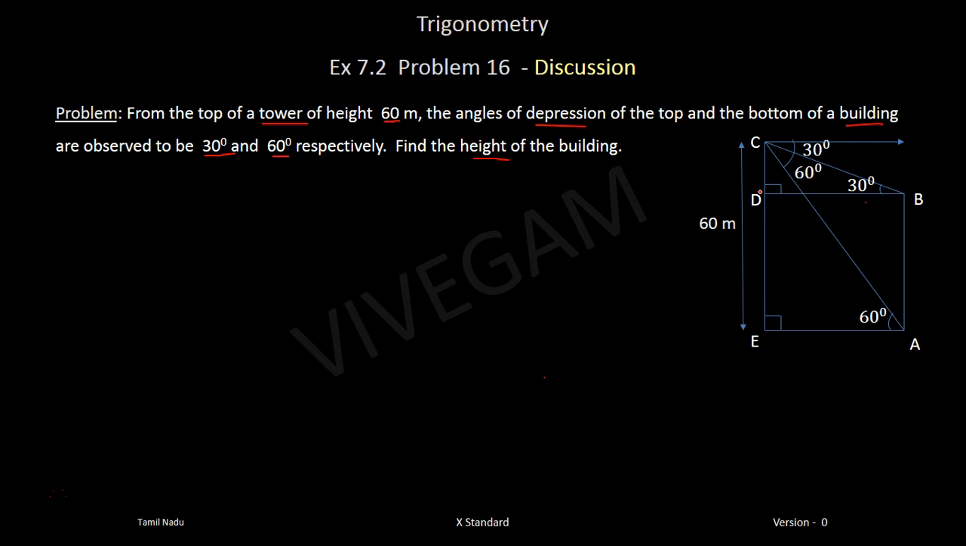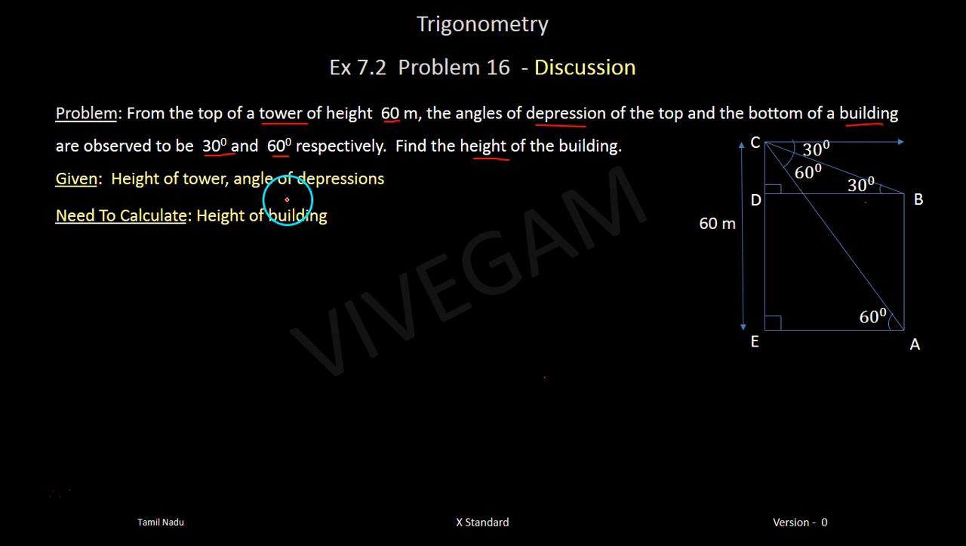So let's list what's given in the problem. What's given in the problem? The height of the tower is given as 60 meters. The angles of depression are given as 30 degrees and 60 degrees. What are we asked to calculate? We are asked to calculate the height of the building.